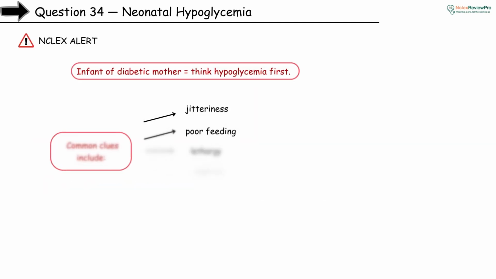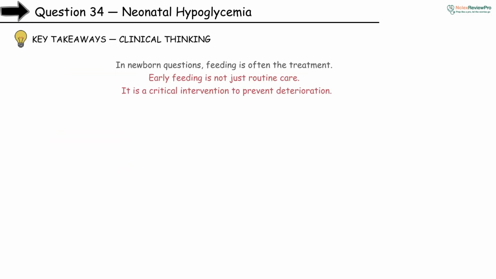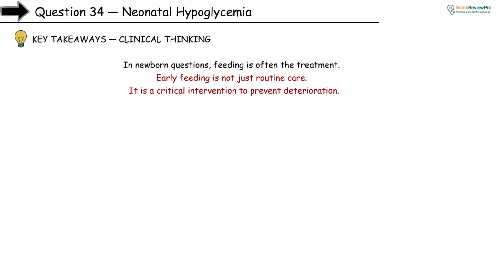Here's your NCLEX alert. Infant of diabetic mother equals hypoglycemia until proven otherwise. Now let's strengthen your clinical thinking. Always connect the maternal condition to the newborn risk. Diabetes in the parent leads to glucose problem in the baby. And here's a high-yield exam tip. In newborn questions, feeding is often the treatment. Early feeding is not just routine care. It is a critical intervention to prevent deterioration.